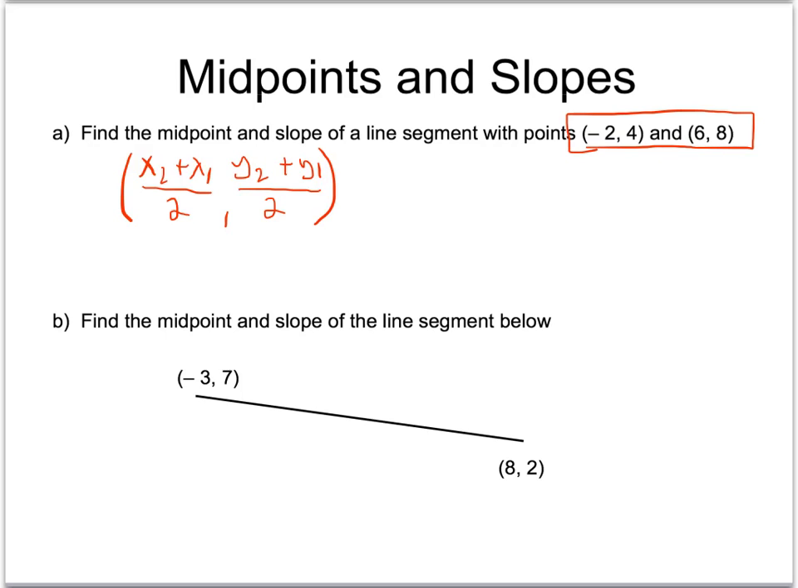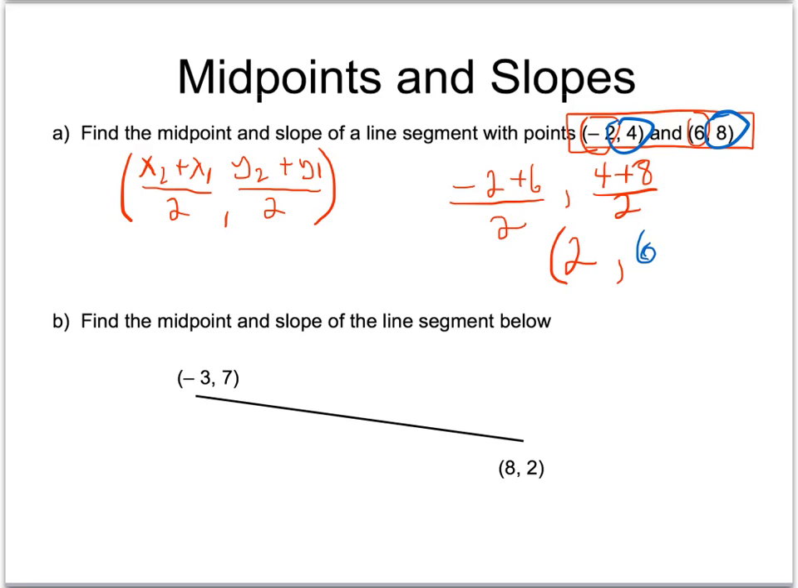We are simply going to take negative 2, add 6, those would be our x-coordinates, and divide by 2 to get negative 2 plus 6, 4, 4 divided by 2, which is 2, comma, 4 plus 8 divided by 2. Why? Because our y-coordinates in this particular case happen to be 4 and 8, so we're going to add those together. 4 plus 8 is 12 divided by 2, and we get 6. Our midpoint is 2, 6.